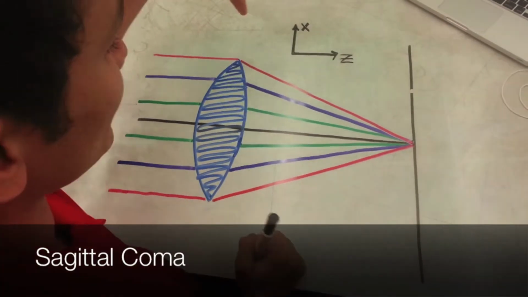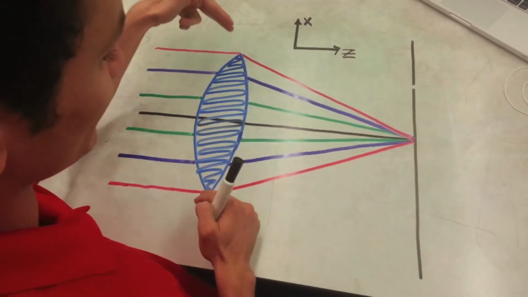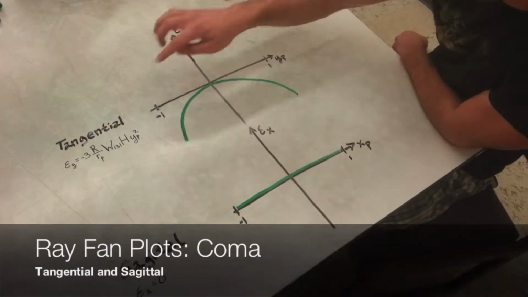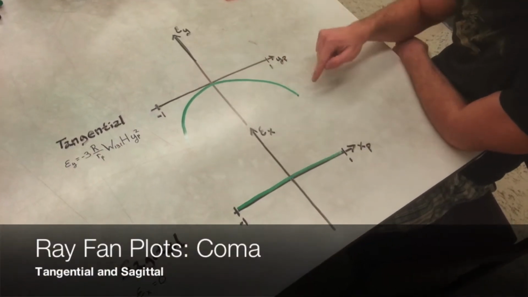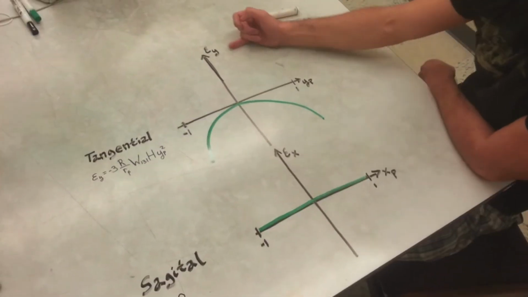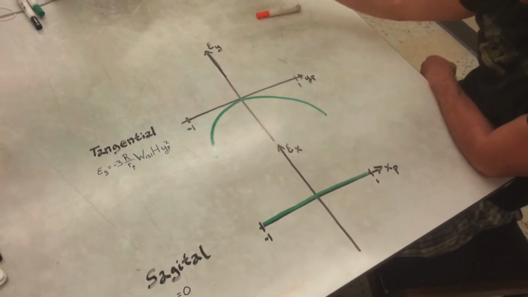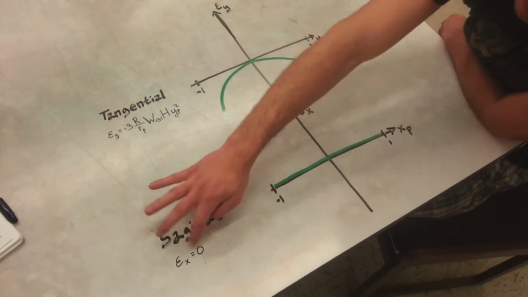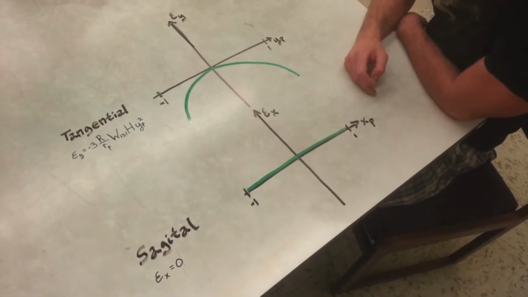If we look at it from the XZ perspective, the exact same setup looks like this. So all the rays converge to one single spot, which means there's virtually no coma. For our tangential coma, we have this quadratic relationship between our pupil location and our ray error. If we were to do this for different field heights, we would have a linear relationship for the field height. If we look at our sagittal, it's just equal to 0, as previously explained.